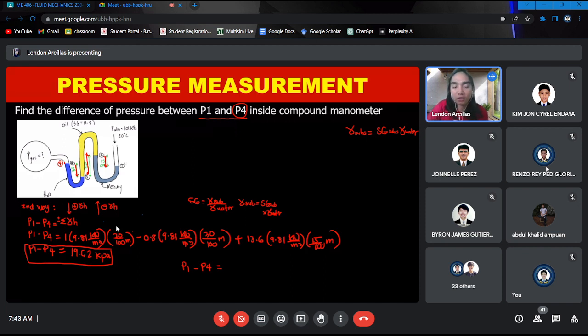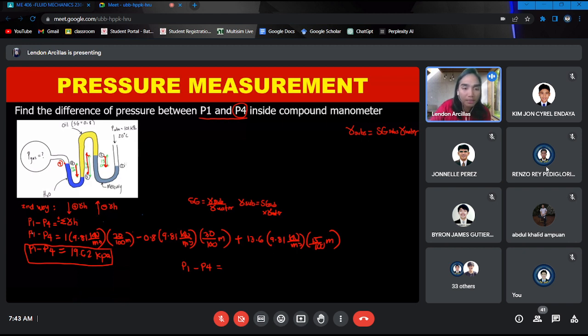Right? So, hindi na question kung bakit ako laging nagmo-multiply ng 1 times 9.81 or SG ng substance 0.85 times 9.81. So, hindi na yun magiging question ha, yung specific weight. Kasi, diniscuss na natin yan doon sa properties.